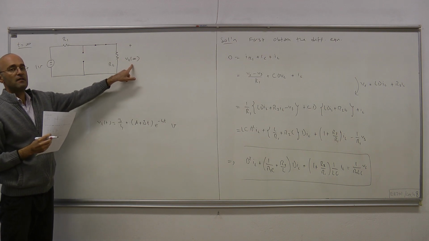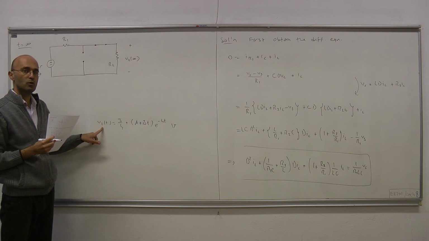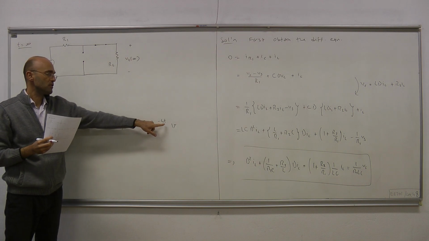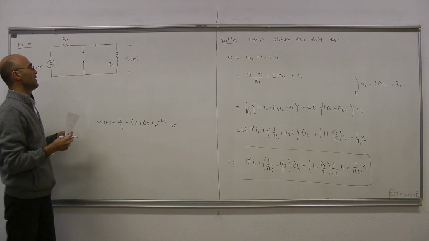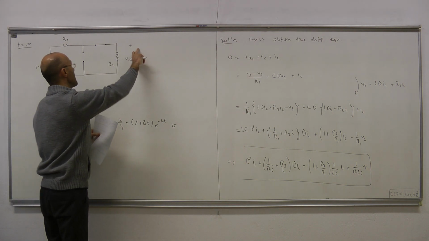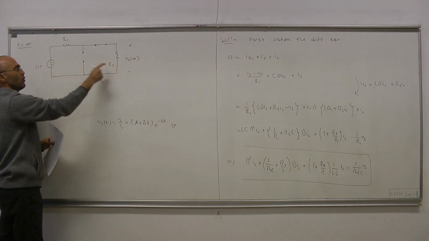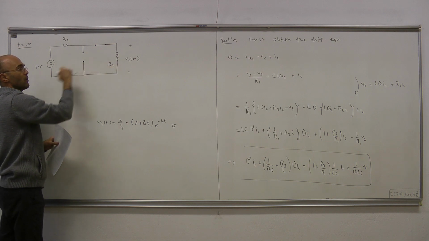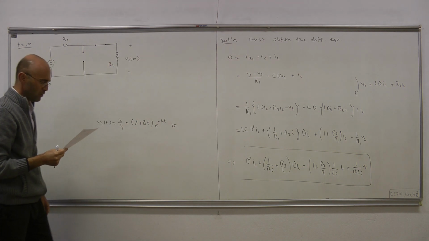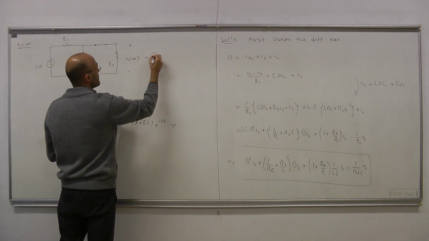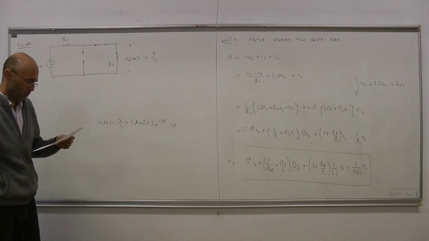Now what's V2 infinity? We look at the solution, the step response, plug in t equals infinity and this term disappears. What we're left with is 3 over 4. Therefore, here we have 3 over 4 and by voltage division that must equal R2 over R1 plus R2. And that tells us that R2 must be 3 times R1. Okay, this equals 3 over 4 volt.